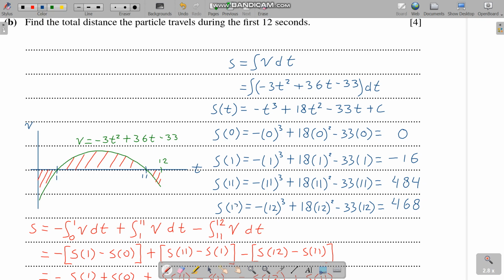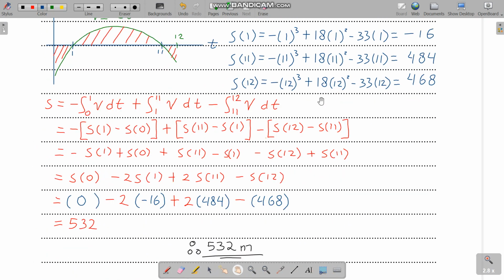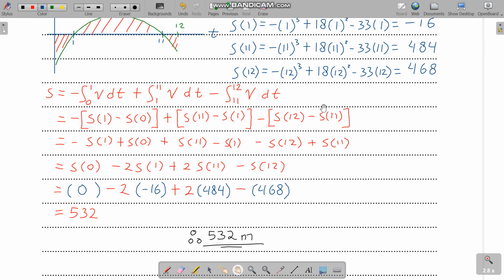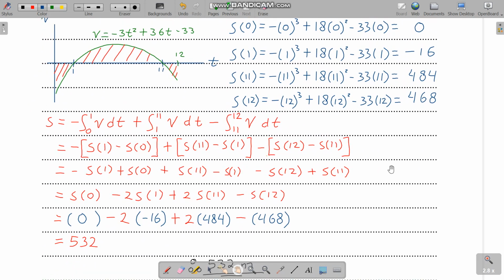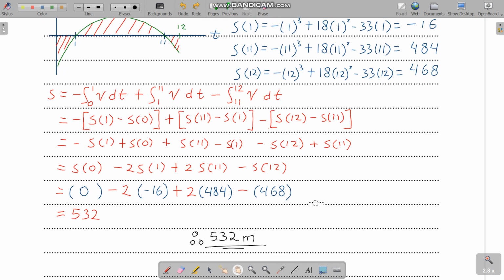So now we plug in everything. For the s of 0, this is 0. S of 1 is minus 16. Then 484, 464, you use a calculator. The final answer is 532 meters.